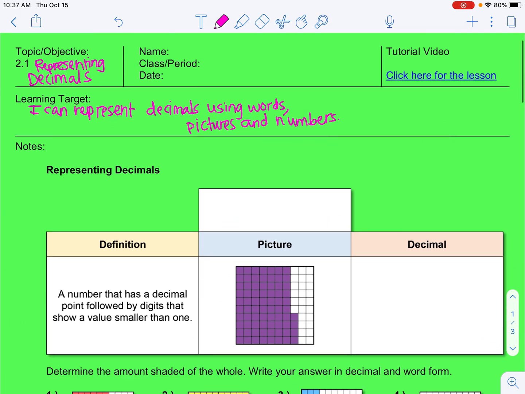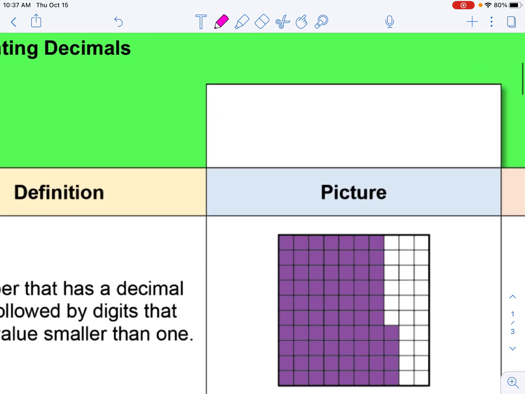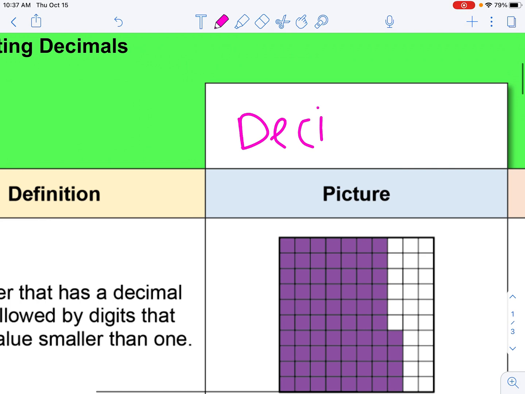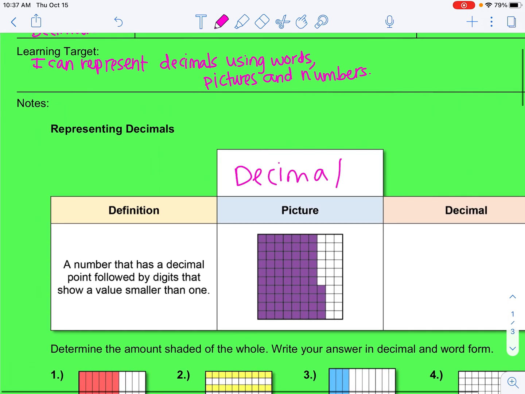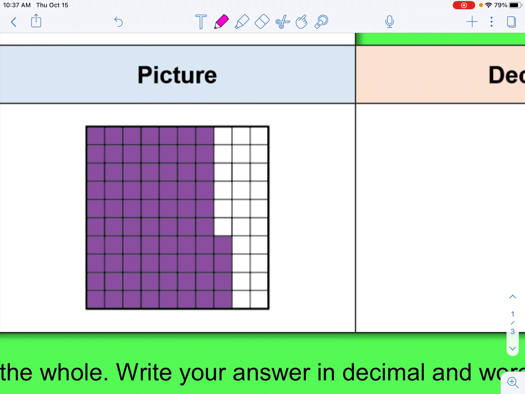Alright, so now let's get started. So what a decimal is, so you can fill in decimal right in here. A decimal is a number that has a decimal point followed by digits that show a value smaller than 1. So if we look at this picture, it is going to be representing what our decimal is, because this picture is not totally full. If it was totally full, it would be 1. But it isn't, so we need to count how many boxes are colored in for purple.